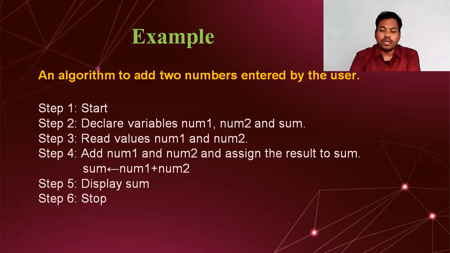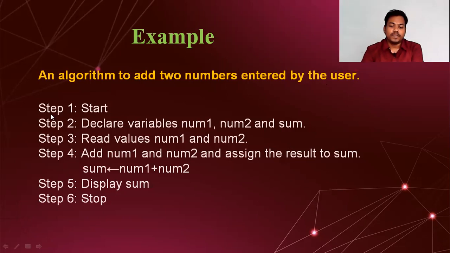Now let's see how an algorithm looks. Suppose we write an algorithm for the addition of two numbers, an algorithm to add two numbers entered by the user. So how will it look? See here. Step one, the program will start, right? So the first step is the start. Then the second step: declare variables number one, number two, and the sum.